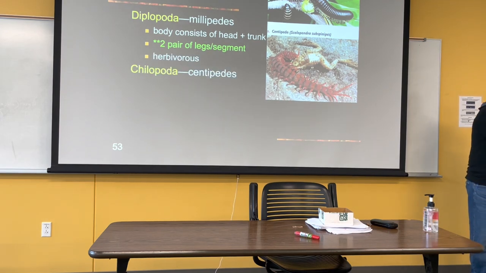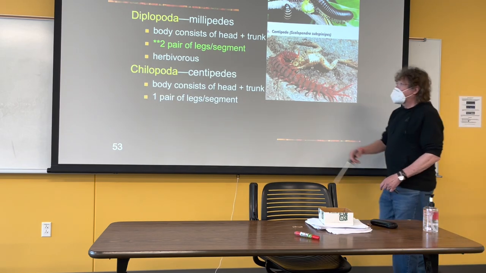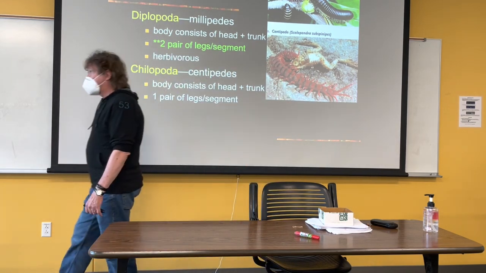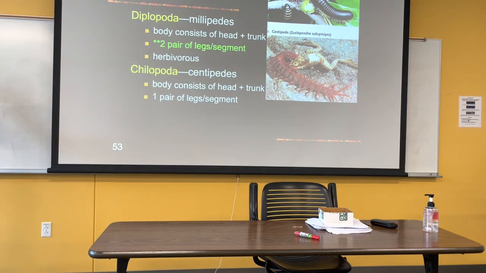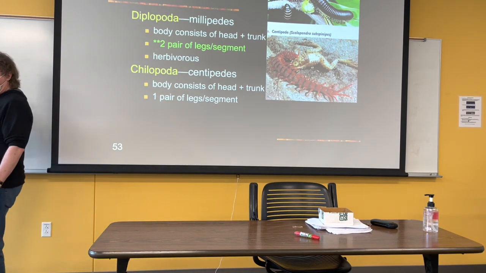And Chilopoda, these are all predatory. So I say here that their body consists of a head and trunk. This is also true of diplopods. That's true of all myriapods. The tagma happens to be head and trunk. Now, this trunk is also called an abdomen, incidentally.